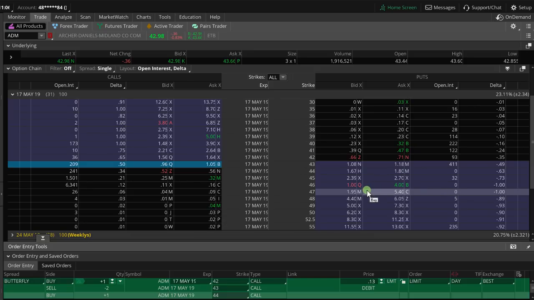The risk profile looks exactly the same. You just want to determine if there's better liquidity in the iron butterfly versus the butterfly.